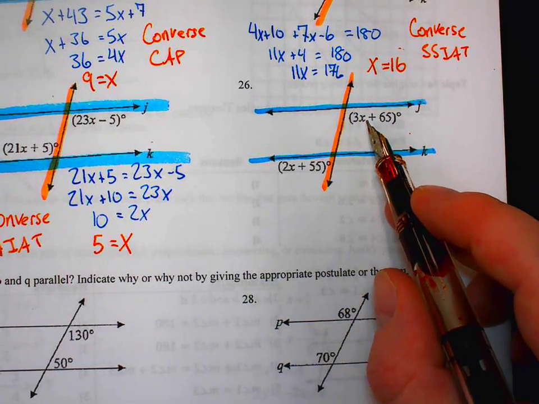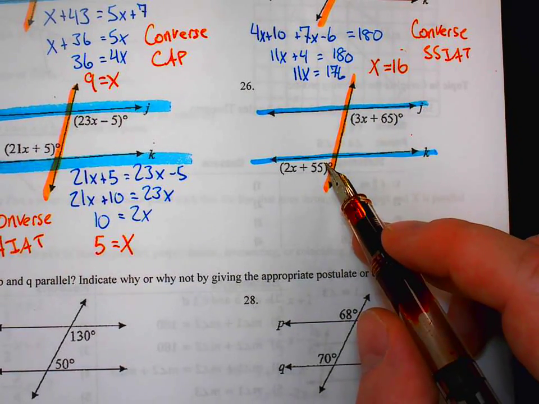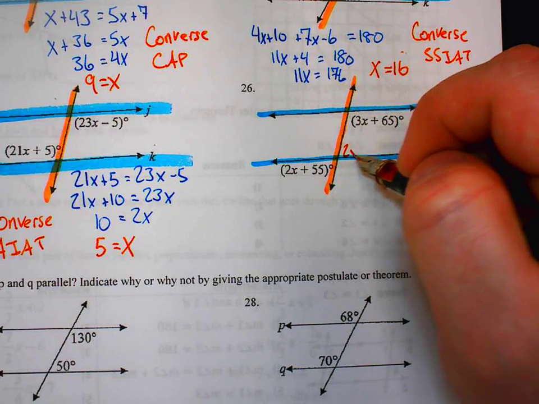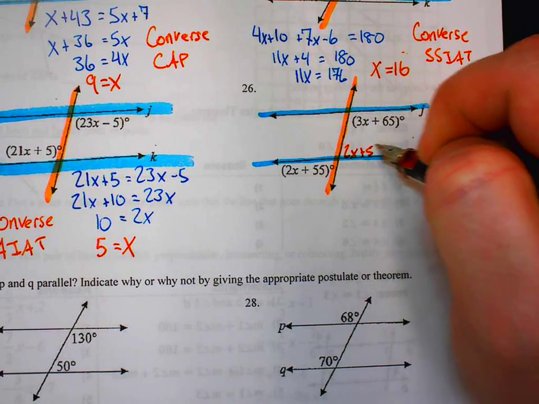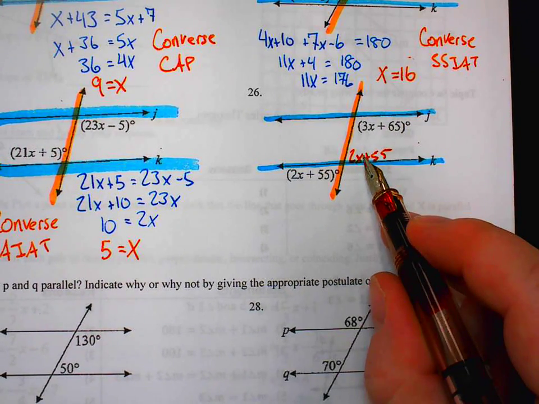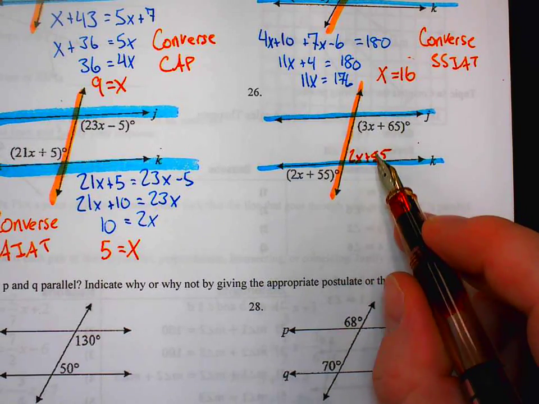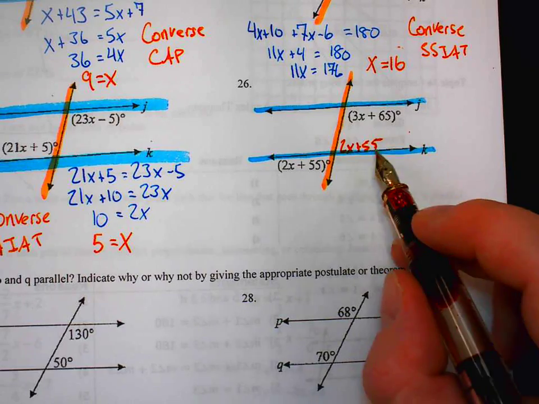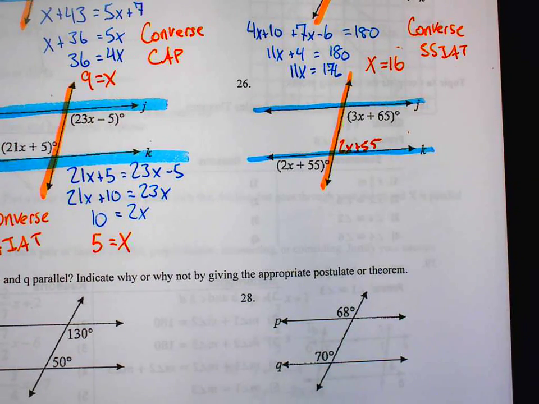Next, we need to figure out what should the relationship between these two be. Well, I know that this 2x plus 55 has to be the same as this because these are vertical. So whatever this one is, this one has to be too. These make interior angles. Well, all same side angles are always supplementary, add to 180. So I'm going to set an equation where they're equal to 180.